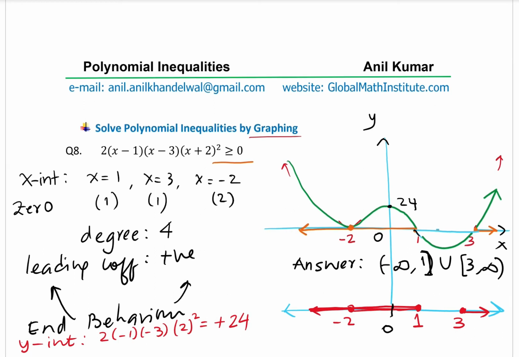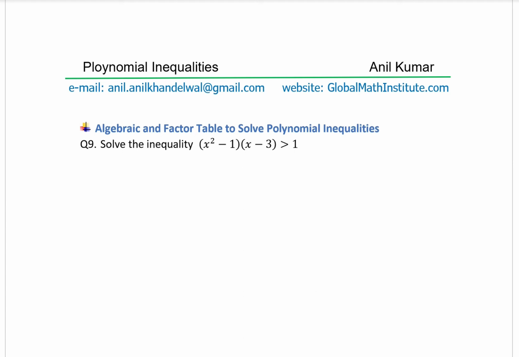Now let's take the next example. It says algebraic and factor table to solve polynomial inequalities. So now we'll understand the algebraic method of solving. We have the factored form, not fully factored though, x squared minus 1 times x minus 3 is greater than, let me make this as 0. Okay, is greater than 0. So we'll just simplify this and focus on the technique of doing it.